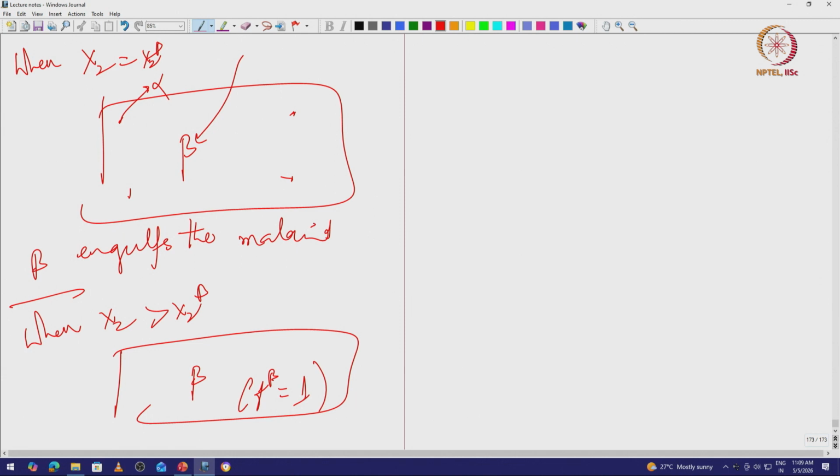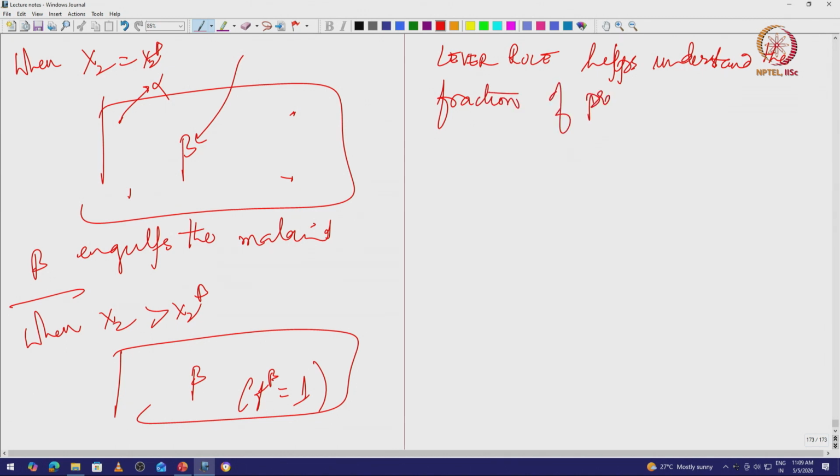All right, and in the process we have also introduced what is called the lever rule. The lever rule helps me understand the fraction of precipitated phase in the matrix, right. So it is nothing to do with the composition. So this is phase fraction.